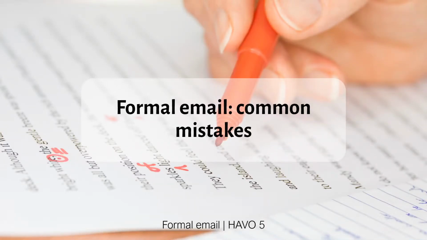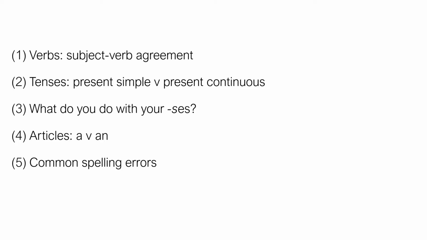In this video, I'm going to cover some common mistakes we found while correcting your letters. So let's have a look at the list of mistakes we've made. We're going to talk about subject-verb agreement. I'm briefly going to touch upon two types of tenses, present simple and present continuous. Then something about essays, what do you do with your essays? The articles a versus an, and some common spelling mistakes.